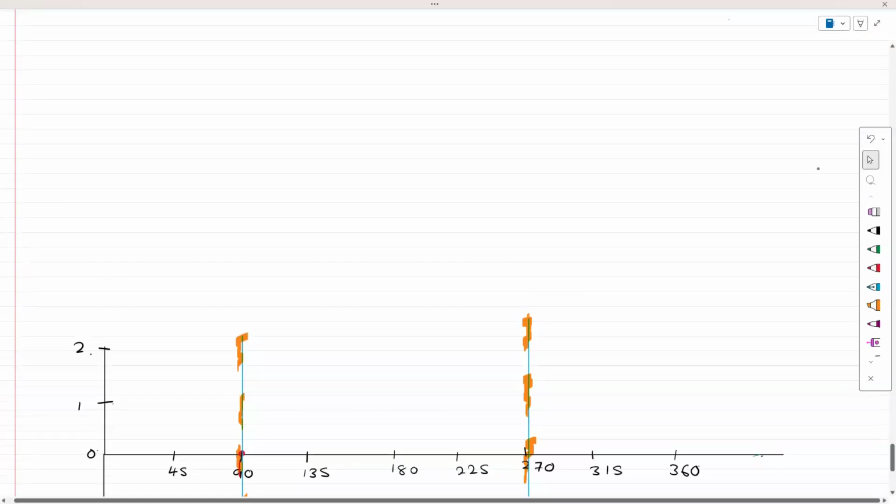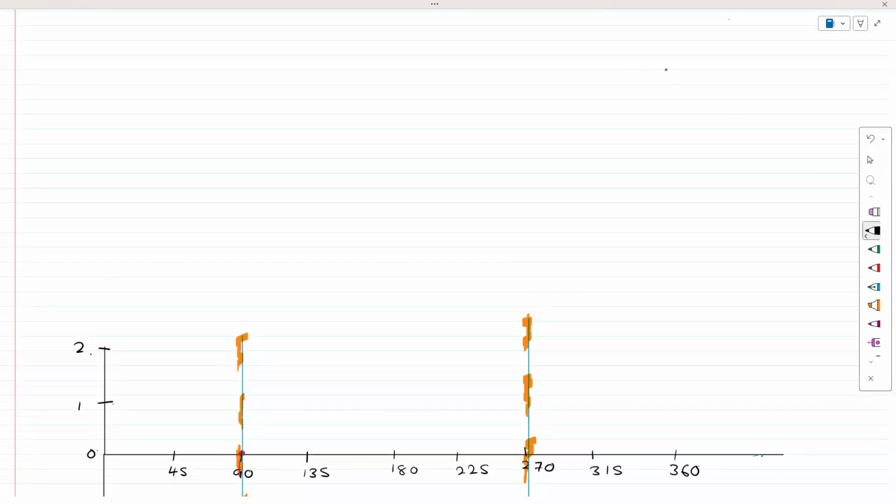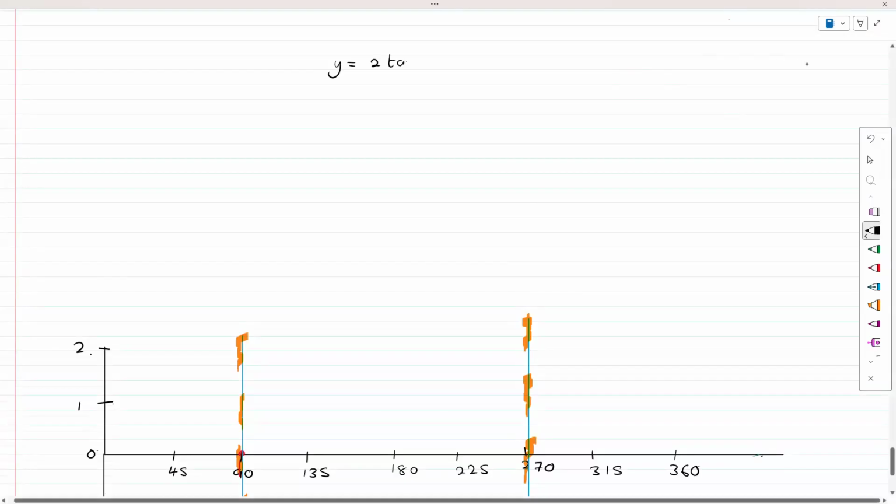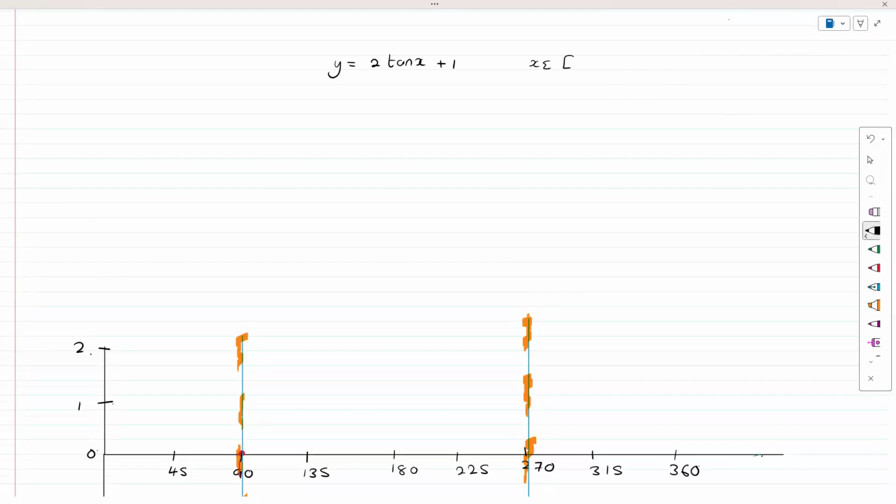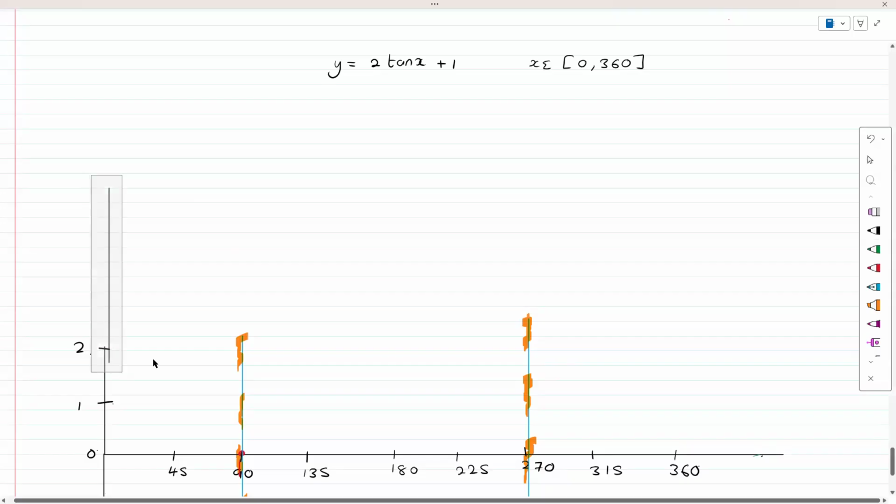So let's go with y equals 2 tan x plus 1, where x is an element of 0 and 360.